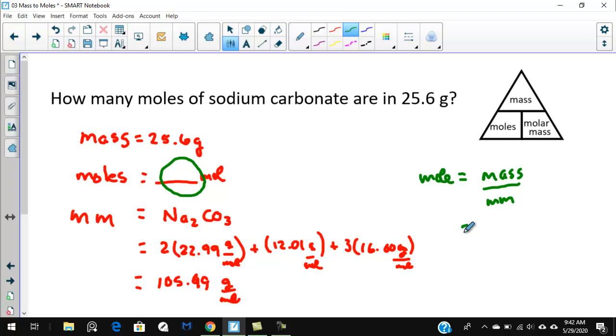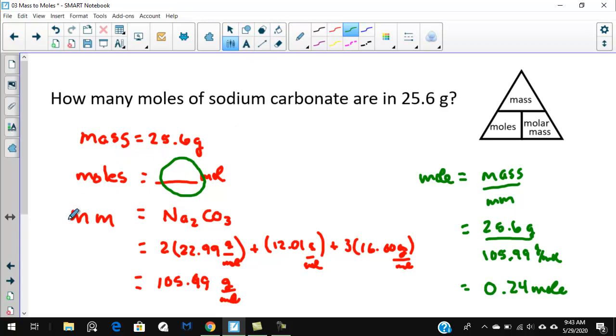And we know the mass that we were given is 25.6 grams. And we're going to divide that by the molar mass of 105.99 grams per mole. And again, we run that through the calculator and we get 0.24. So we got 0.24 moles of sodium carbonate. Okay. So fairly straightforward question, just a few steps.